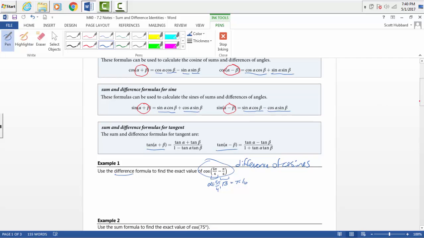The formula is that cosine of alpha minus beta is equal to cosine alpha times cosine beta. So it's going to equal cosine of alpha, which is 5 pi over 4, times cosine of beta, which is pi over 6. And then, the way the cosine works, it's plus sine alpha, sine of 5 pi over 4, times sine beta, which is pi over 6.